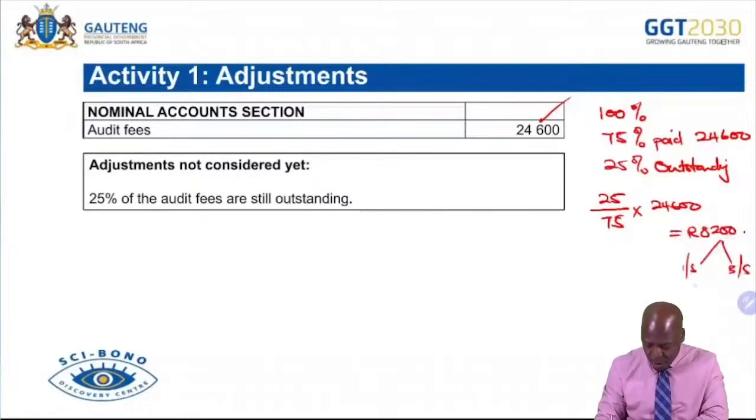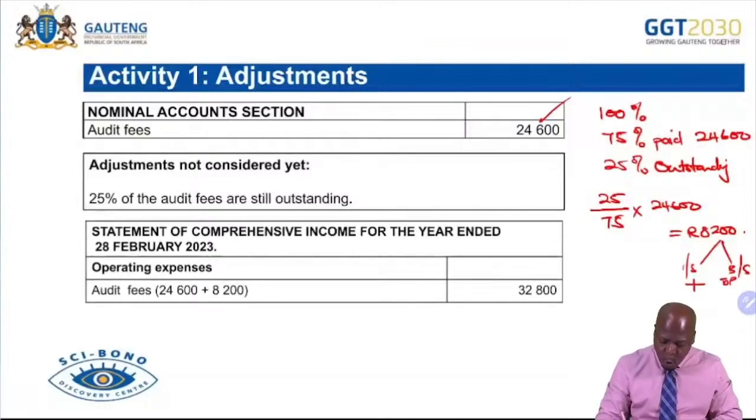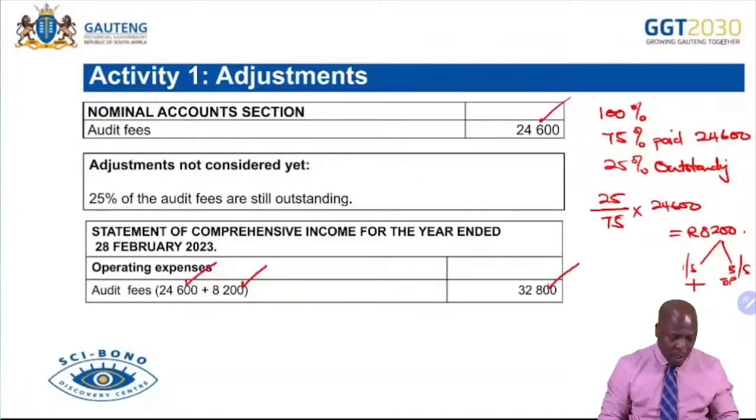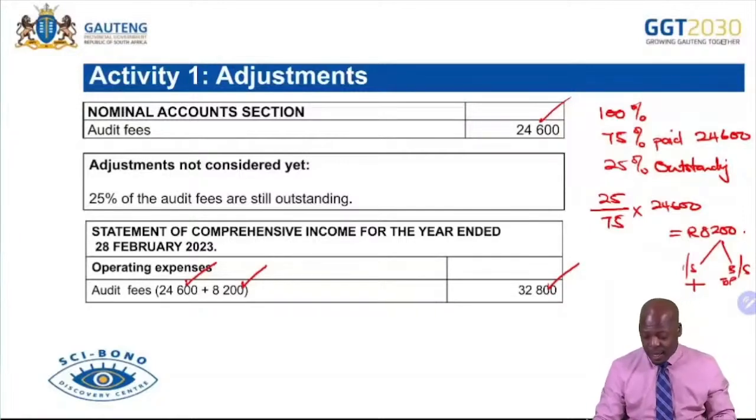Outstanding. We come when we add the income statement. In the balance sheet, outstanding, it's an expense, so it goes to note number 9, trade and other payables. All right, let's come here, and then we now say audit fees, the amount from the trial balance. Remember to always take the amounts from the list of balances. And then we come here, and then we now say the outstanding amount, which is your 8.2. Then we end up with 32.8. And remember, this also goes to your balance sheet, trade and other payables.